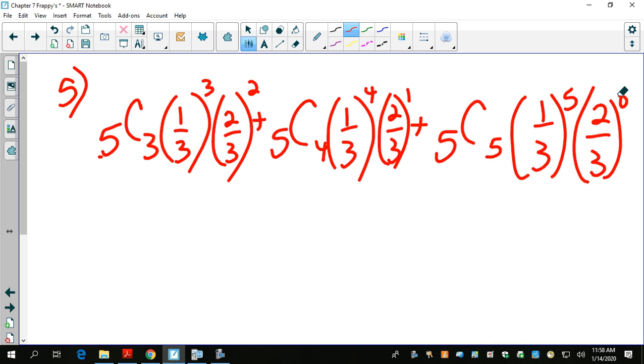So you can put these in your calculator individually. I'm going to show you tomorrow how to actually do this in your calculator. We're going to talk more about the binomial distribution.